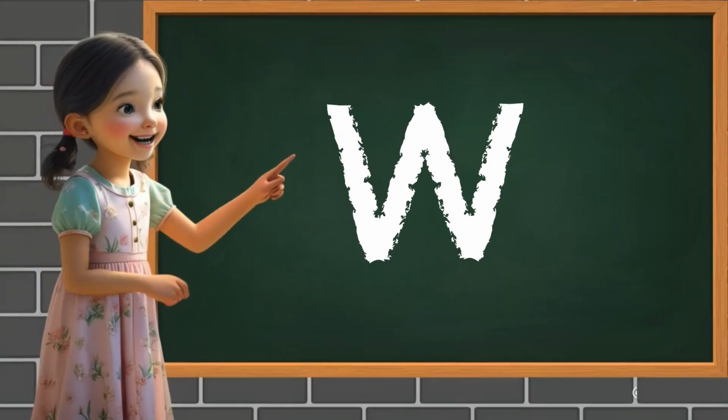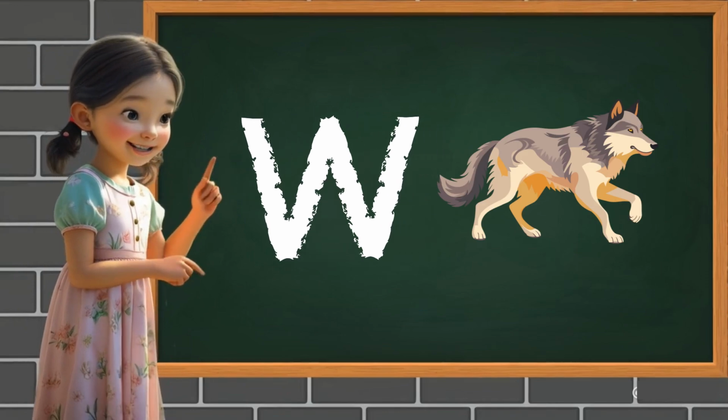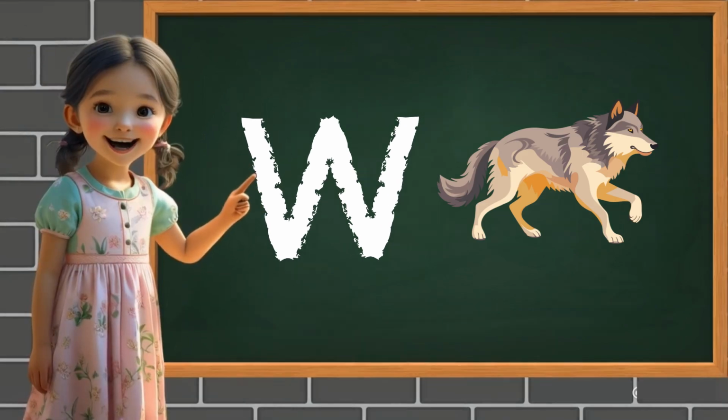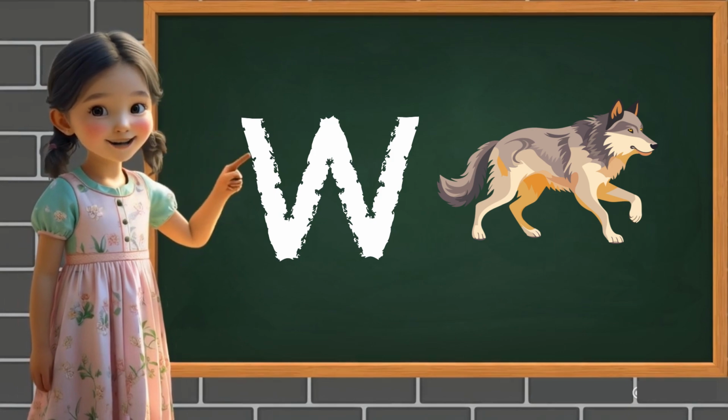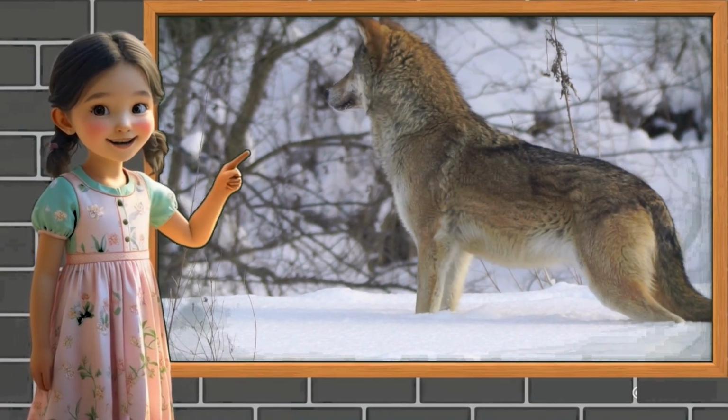The letter is W. Can you say W? Now say W is for wolf. W is for wolf. Here you can see a real wolf. This is the wolf.